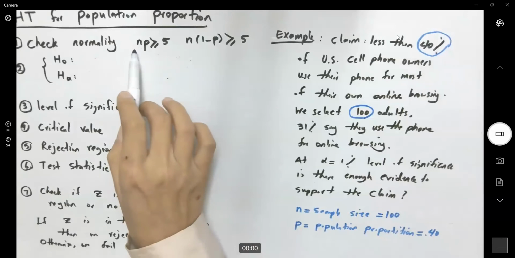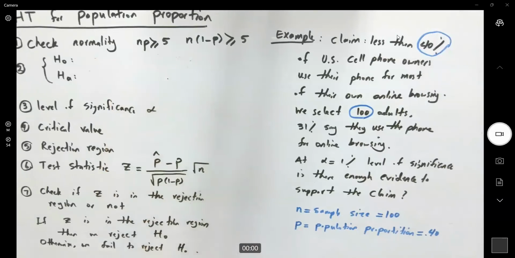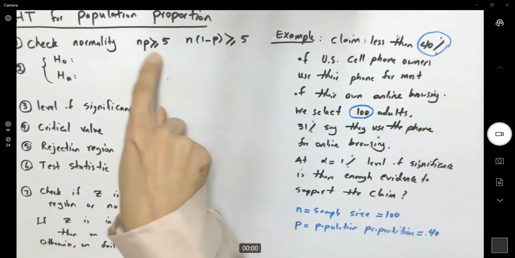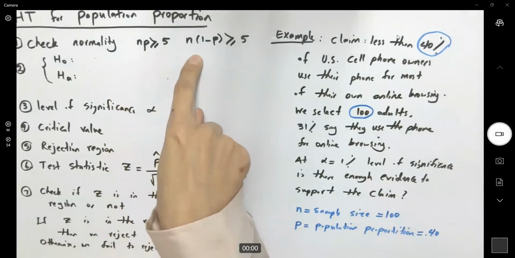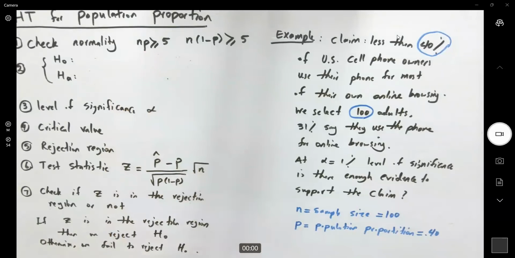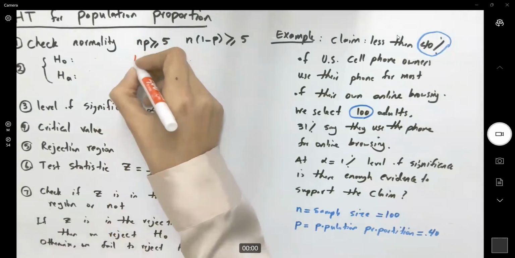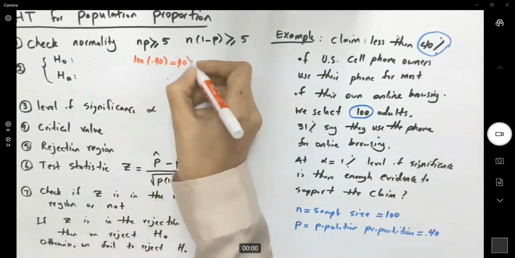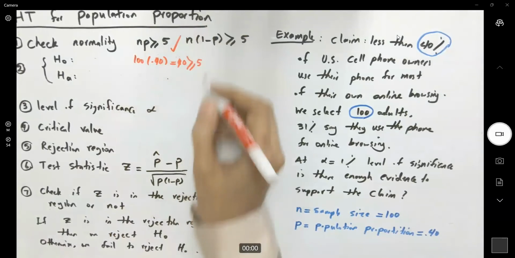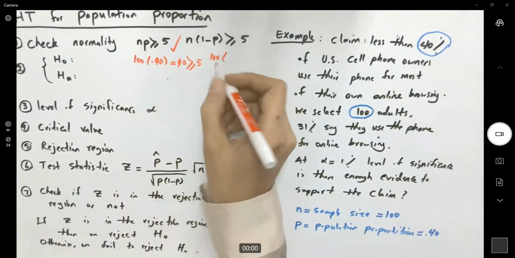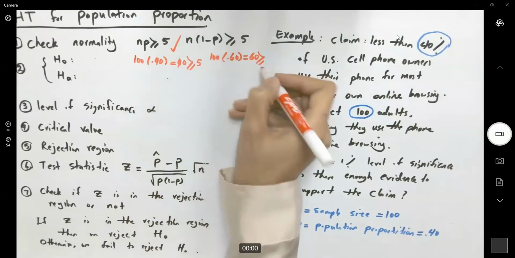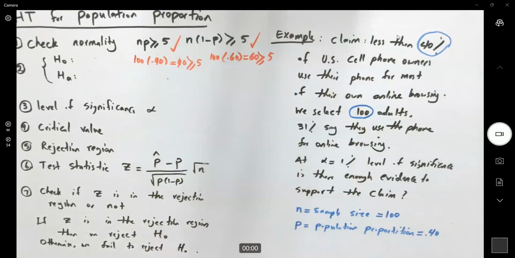We need to check normality. What is N times P? What is N times 1 minus P? Are these two numbers larger than or equal to 5? So 100 times 40%, which is 40, of course larger than or equal to 5. And N, 100 times 1 minus 40%, or 60%. 60 is larger than or equal to 5. So the normality is met.